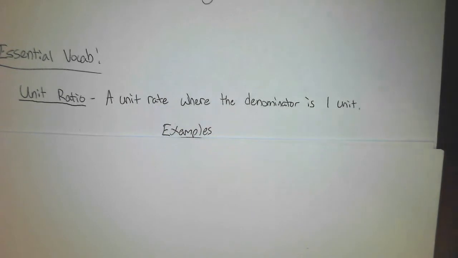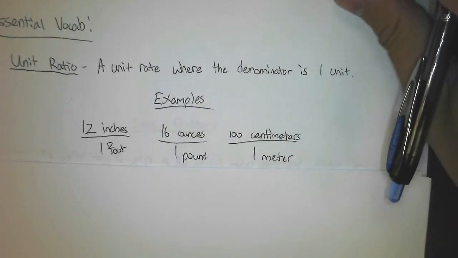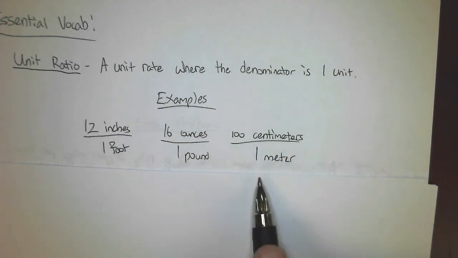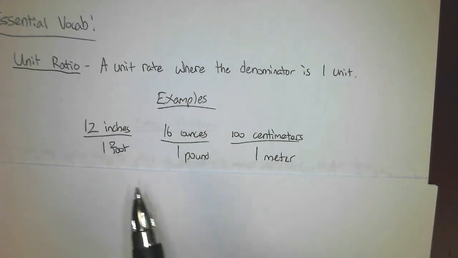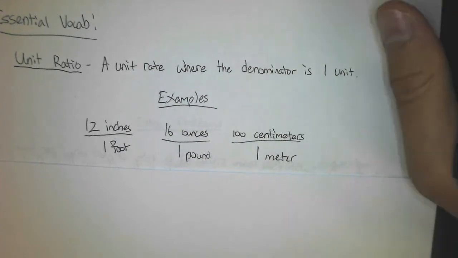I want to move on. We've got some examples of unit ratios. I've got 12 inches per 1 foot, 16 ounces per 1 pound, and 100 centimeters per 1 meter. If you notice, each one of these denominators is 1. Alright.